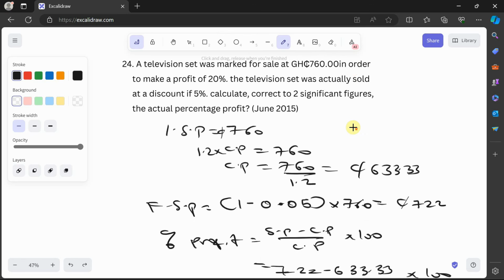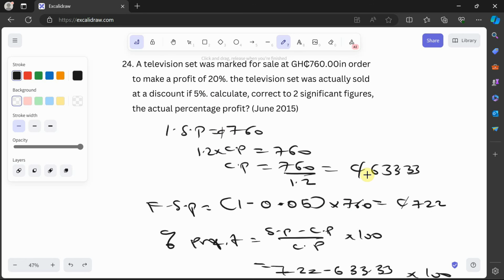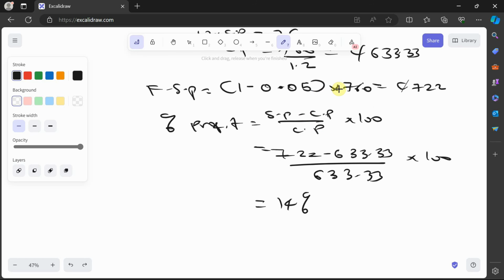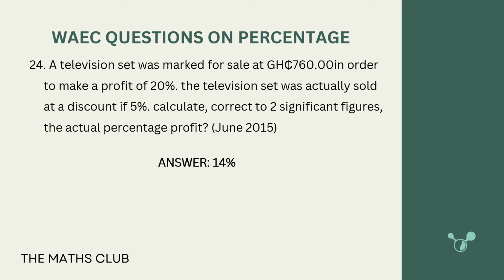So you just need to be very careful about questions like this. They said it was already marked up for sale at 760 in order to make a profit of 20%. From this, I can find the cost price. Then the television set was actually sold at a discount of 5%. After he already marked it up, it probably was not selling, so he had to bring it down by 5%. When you're doing that 5%, you're not going to be doing it times the cost price. That's very wrong. You have to do it on the initial selling price, so that you can know how much you really sold it for, and find the actual percentage profit. Let's see if our answer is correct. It's 14%. And that brings us to the end of the WAEC past questions on percentage.